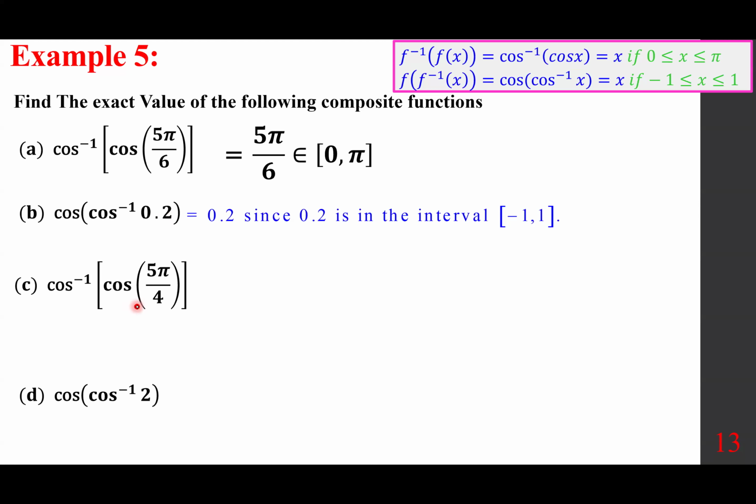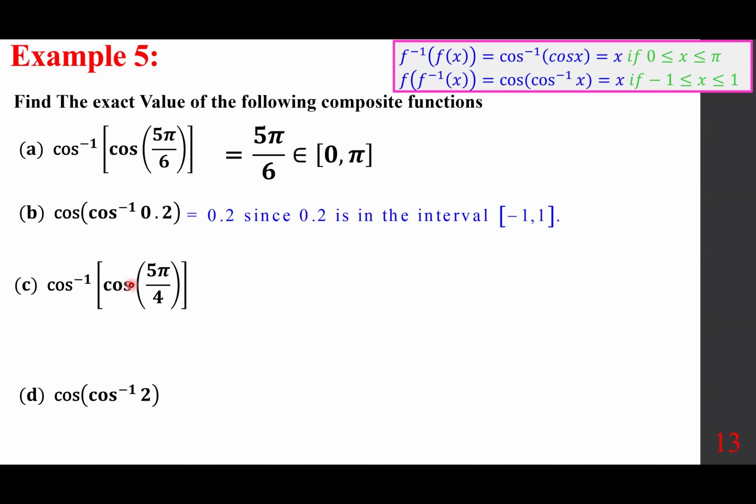Now, cosine inverse of cosine of 5 pi over 4, the inner function is cosine, and this must be between 0 and pi. Is it? No, because 4 pi over 4 is pi. Therefore, this one is larger than that. It's not. In fact, this is in the third quadrant. So what you have to figure out, cosine of 5 pi over 4.